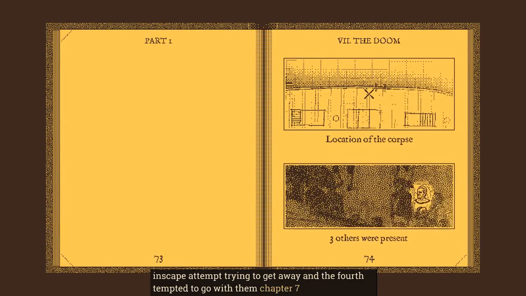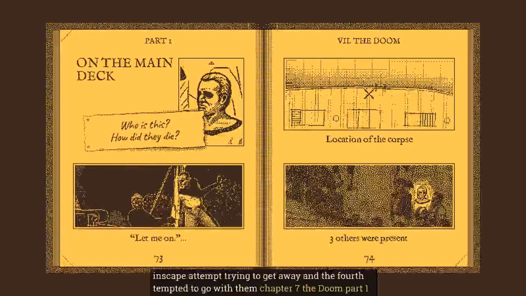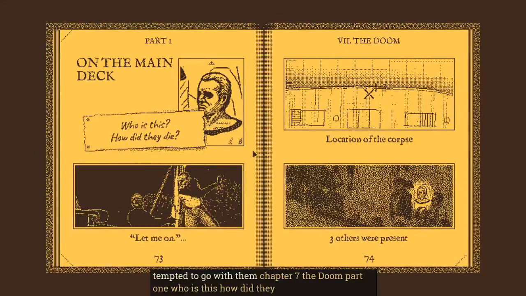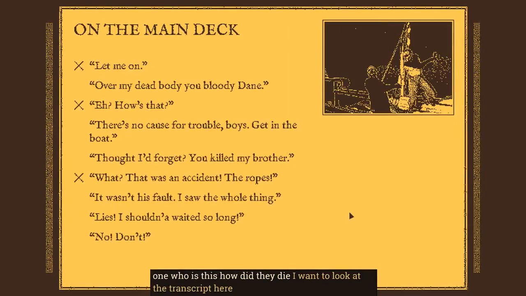Chapter 7, The Doom, Part 1. Who is this? How did they die? I'm going to look at the transcript here. So the person who died was the one indeed saying, "Let me on." And what? That was an accident.